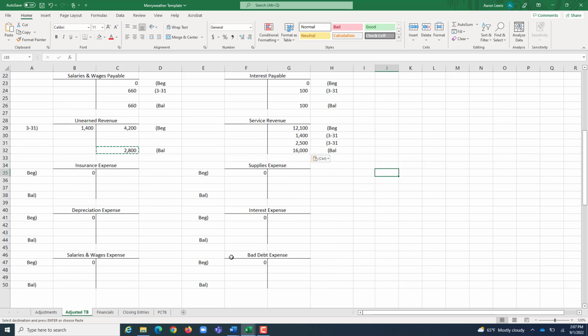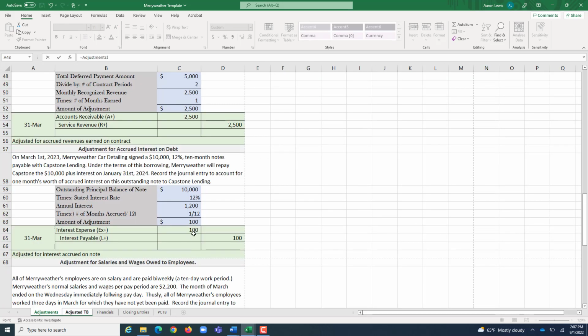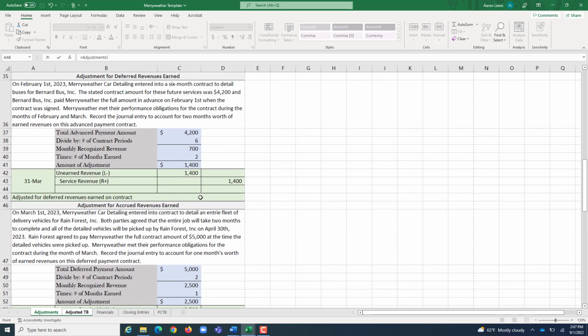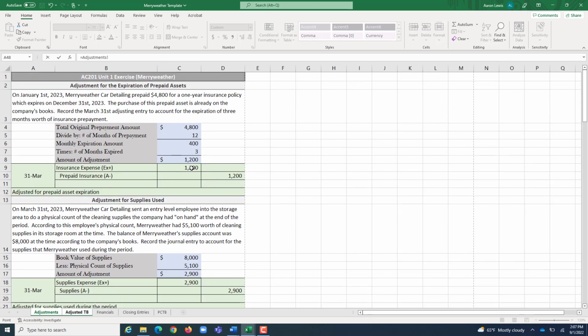We've got insurance expense, supplies expense, depreciation expense, interest expense, salaries and wages expense, and bad debt expense. We use every single one of these accounts once during our adjustments. So let's go and bring those numbers over. This is equal to the amount that we debited insurance expense for. I think that was the very first adjustment, if I recall correctly. Yep. And that was $1,200.